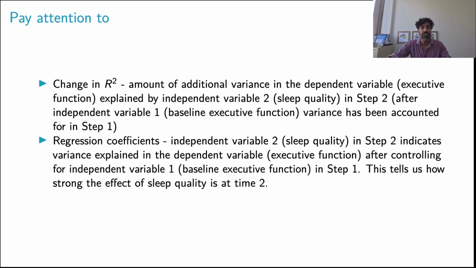And so in the regression coefficients, independent variable 2, which is sleep quality, in step 2 indicates the variance explained in the dependent variable, which is our executive functioning, after controlling for independent variable 1 in step 1. So this tells us how strong the effect of sleep quality is at time point 2. So the change in R squared is focusing on the variance, right? So what's the change in the amount of variance accounted for when we add in sleep to the baseline executive functioning? The regression coefficients are telling us what's the association after controlling for the effect of the baseline score.